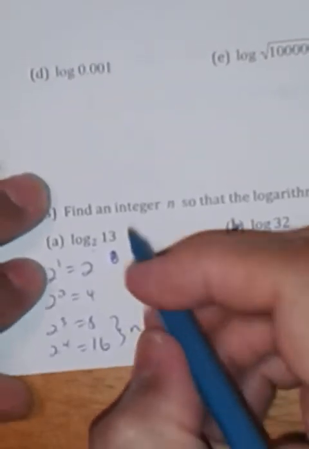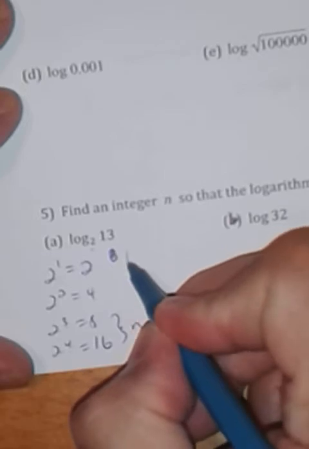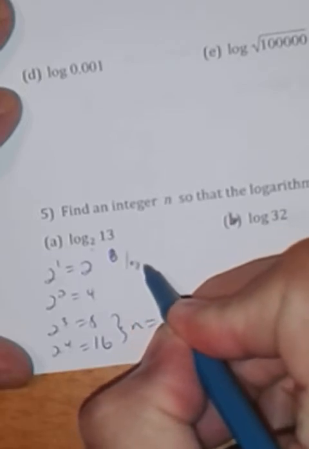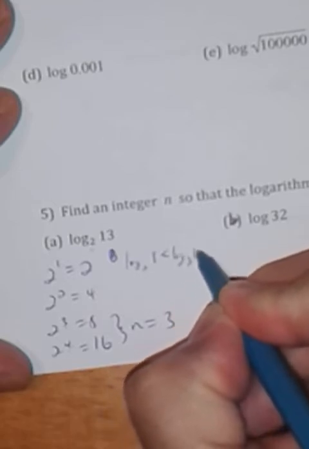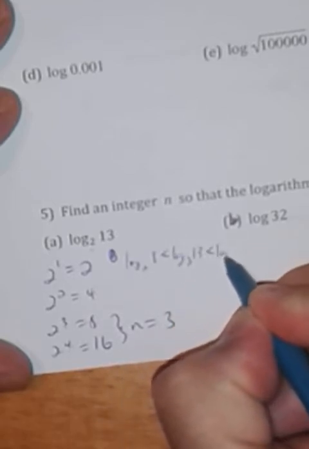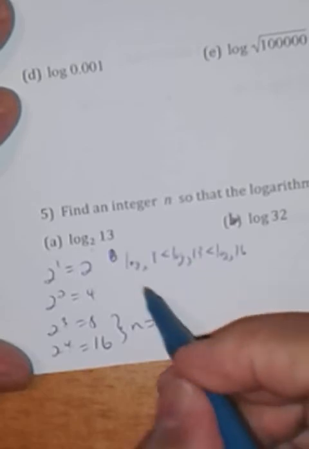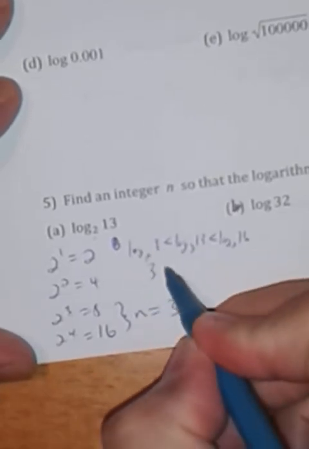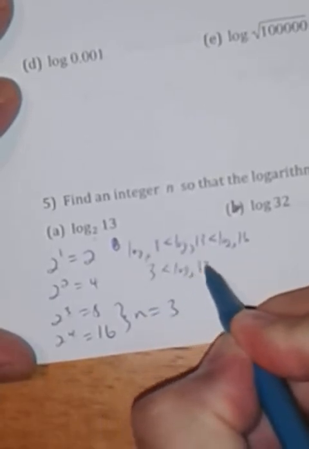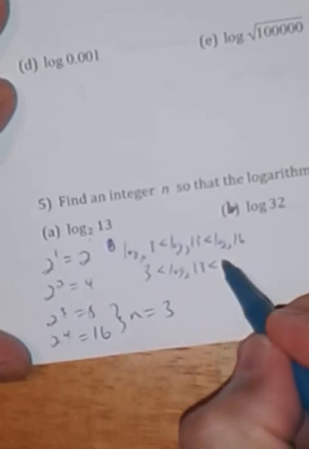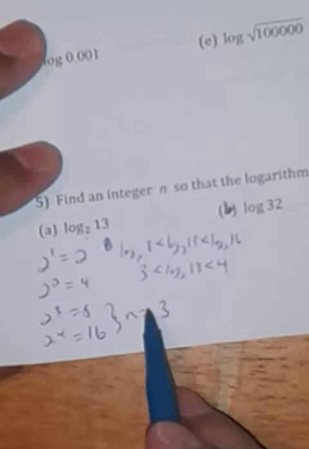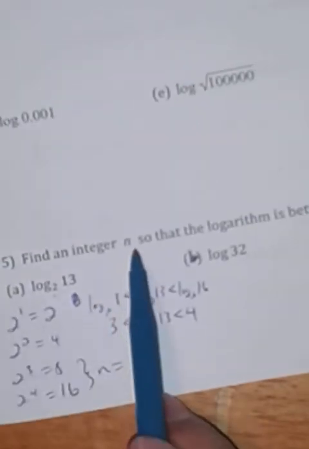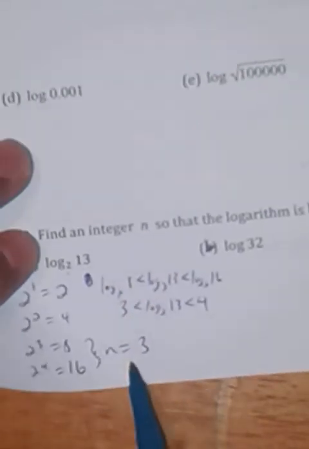Okay? But the way you want to think about it is log base 2 of 8 is less than log base 2 of 13, and that's less than log base 2 of 16. And log base 2 of 8 is 3, which is less than log base 2 of 13, which is less than log base 2 of 16, which is 4. So log base 2 of 13 is between 3 and 4. But if they ask us this way, find the integer n equals 3.